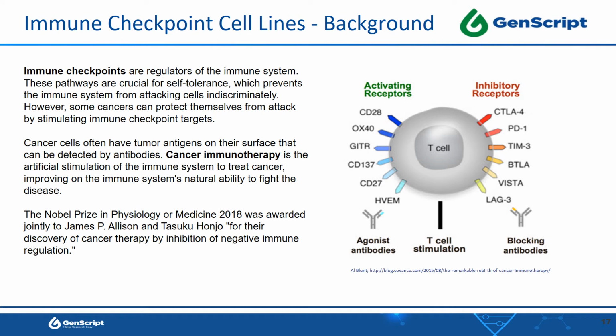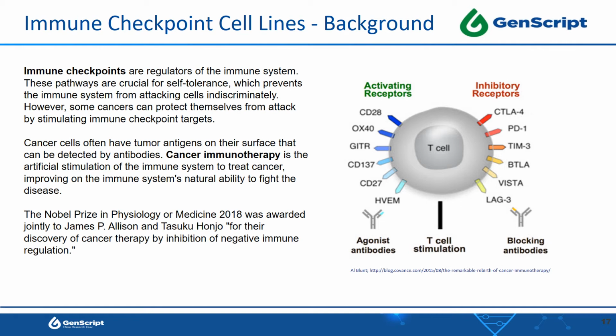The next product line I want to introduce to you is the immune checkpoint stable cell lines. Immune checkpoints are regulators of the immune system. These pathways are crucial for self-tolerance, which can prevent the immune system from attacking cells indiscriminately. However, some cancers can protect themselves from attack by stimulating immune checkpoint targets.